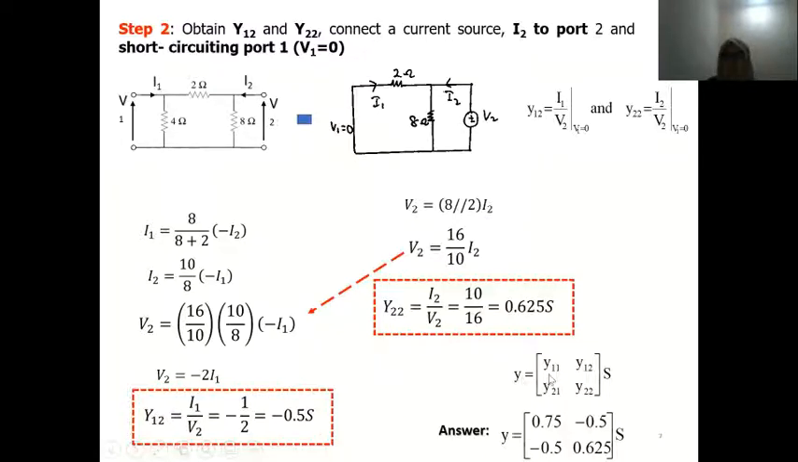Finally, Y12 is equivalent to minus 0.5 Siemens. You can put the admittance in matrix form, where Y11 is 0.75, Y12 is minus 0.5, Y21 is minus 0.5, and Y22 is equal to 0.625 Siemens.